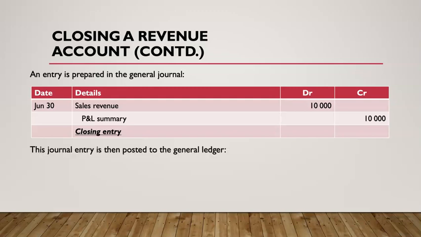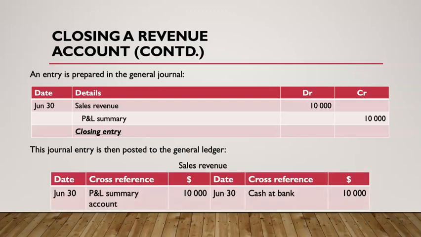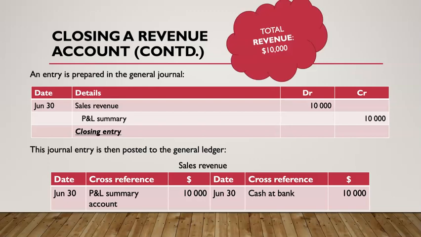So now it will be posted to the general ledger, and my sales revenue account, you will see, is now balanced and hence got essentially back to zero. Cross-reference being P&L summary account, because in our general journal entry, the credit of this transaction was P&L summary. So I have now worked out that this business has got a total revenue of $10,000, and I've transferred that as a credit to my scorecard.